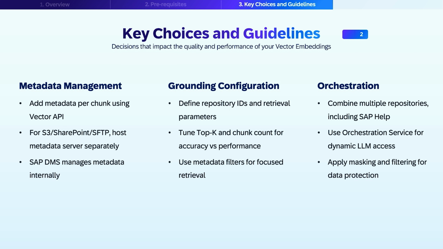Moving to grounded configuration. Here you can define your repository IDs, retrieval parameters, and any filters. Adjusting values like topic documents or chunk size helps balance performance and accuracy. You can also add metadata-based filters to limit retrieval to specific domains or context types, ensuring responses are relevant and focused. Finally, in orchestration, you can join multiple repositories, even including SAP Help as an external source.